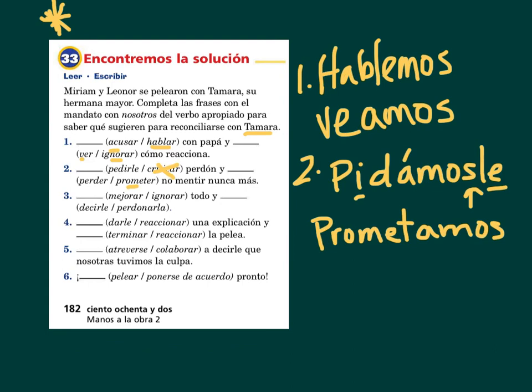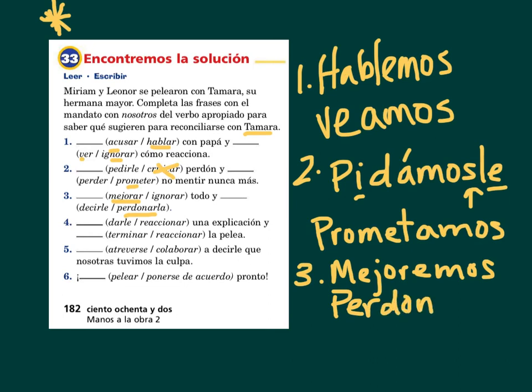Number 3. Make everything better or ignore everything. Probably a better advice to make everything better. So mejorar becomes mejoro. We drop the O and we put, since it's an AR verb, mejoremos. And then we either tell her or forgive her. And I think forgiving her is probably going to solve the situation better. So perdonar becomes perdonémosla.